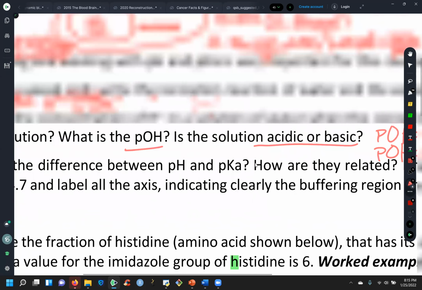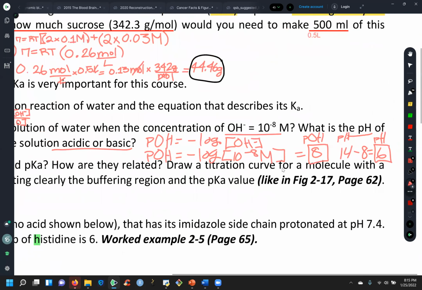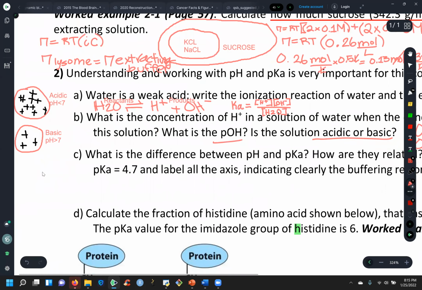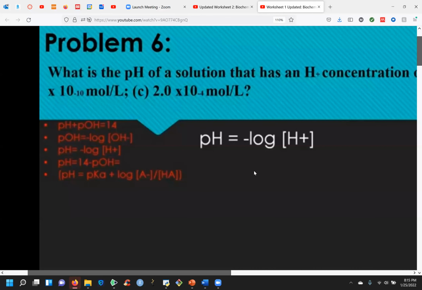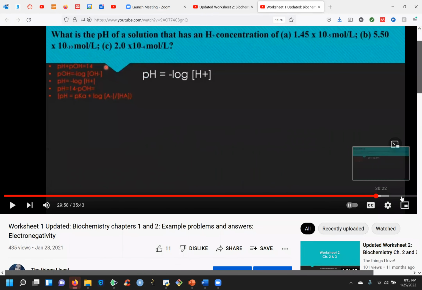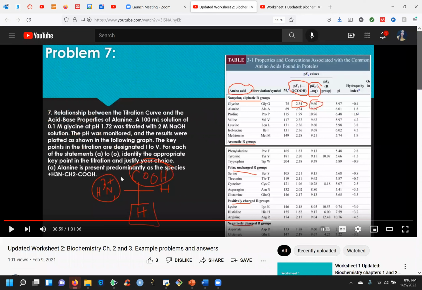Okay. So what is the difference between pH and pKa? How are they related? Draw a titration curve for a molecule with pKa equal to 4.7 and label all the axes. This always shows up not just on one exam, but multiple exams, the final. You really have to understand this material. I don't have time to walk you through it because we only have 5 minutes. I can try and do some of it, but I did spend a lot of time walking you through it, I believe in video number 2, and I think I did a really good job of explaining it. So yes, here it is. Yes, awesome.